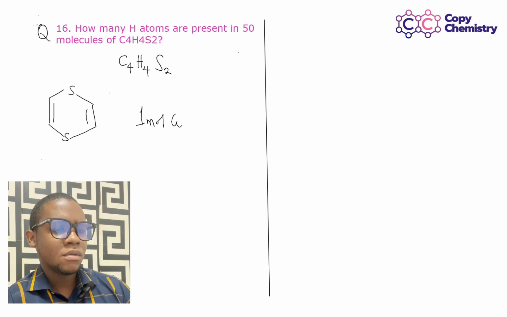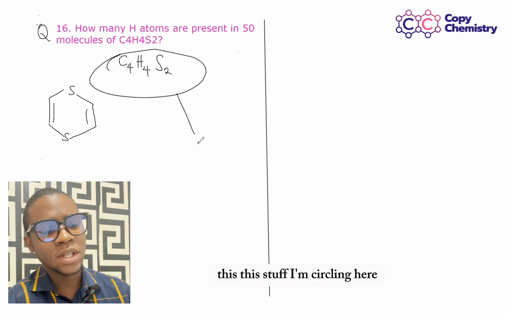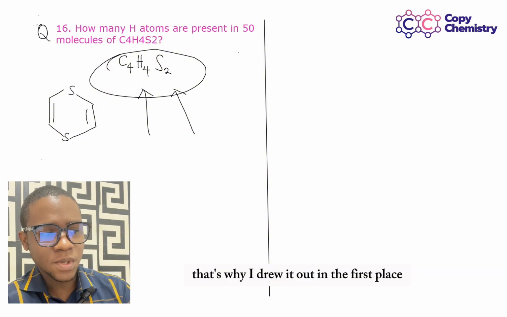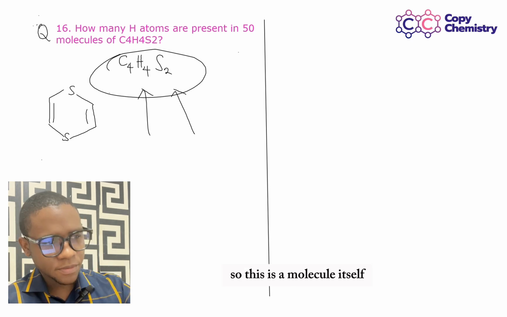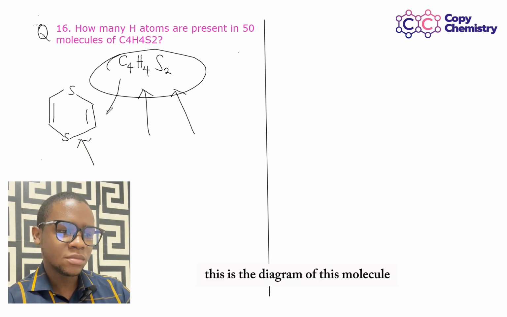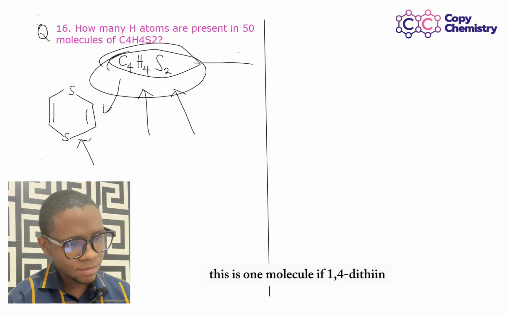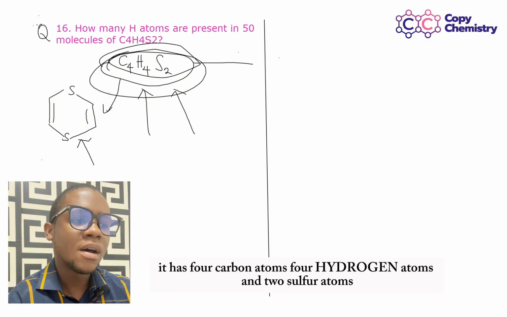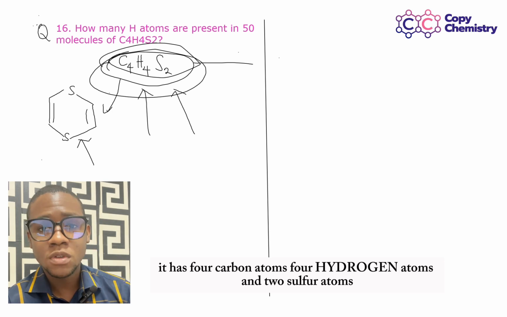Okay, so let's go back. What you're seeing right here, this stuff I'm circling, is a molecule. That's why I drew it out in the first place. So you see what a molecule of that looks like. This is the molecule itself, and this is a diagram of this molecule. This is 1 molecule of 1,4-dithiene. So in this 1 molecule, it has 4 carbon atoms, 4 hydrogen atoms, and 2 sulfur atoms.